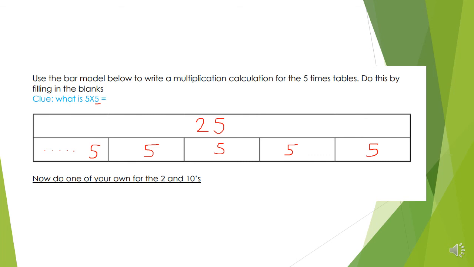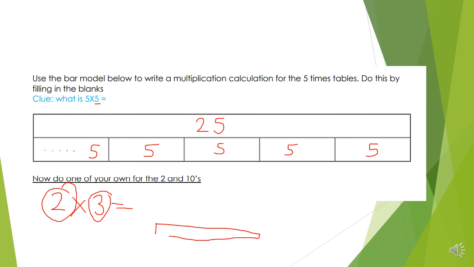Now the task for you to go away and do is to try and make one of your own bar models for the 2s and the 10s. Remember, when you're making your bar model, you need to know how many groups you've got. So for example, if I wanted to do 2 times 3, how many groups I've got and how many are in each group. So for example, this is a really bad bar model, I'm very sorry.